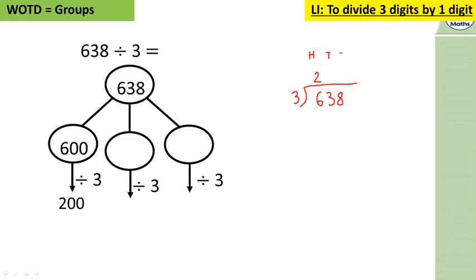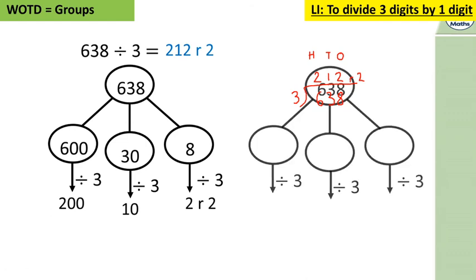It's 200. Okay, so now we've got how many 3s in 30? 3 times 1 is 3. It's in the tens, so 3 times 10 is 30. So we can put our 30 in there. We're going to have 8 left over. How many 3s in 8? It's going to be 2. 3 times 2 is 6. You had 8. 8 take away 6 is 2. The answer was 212, remainder 2.